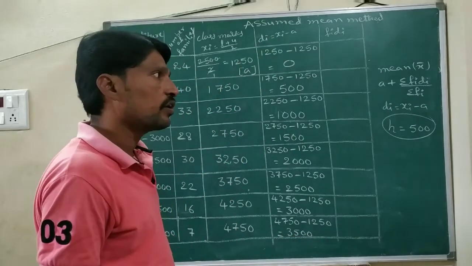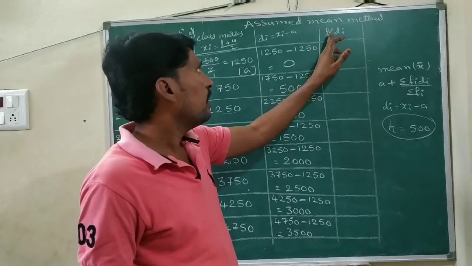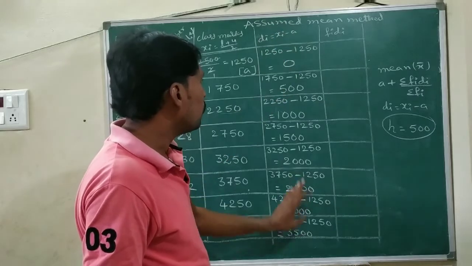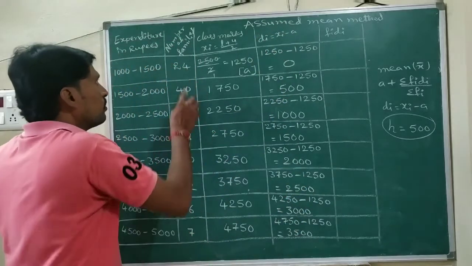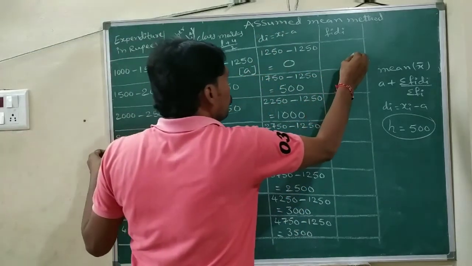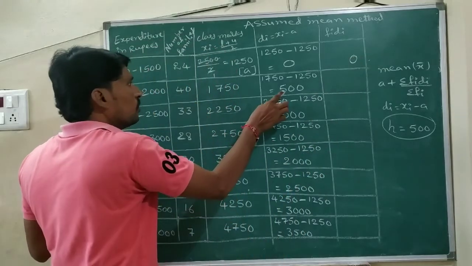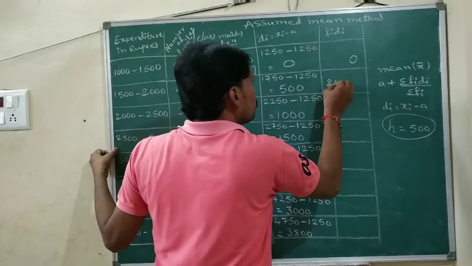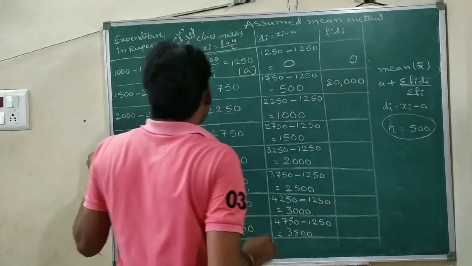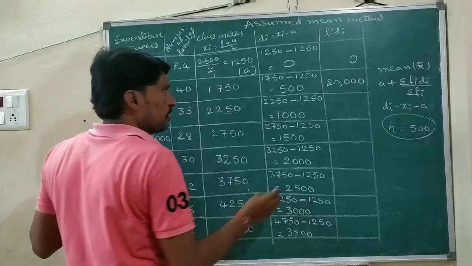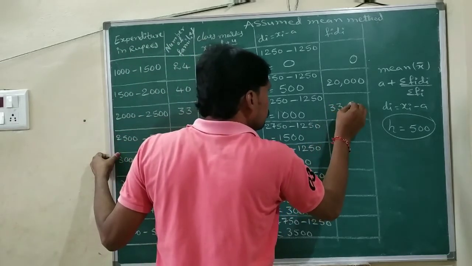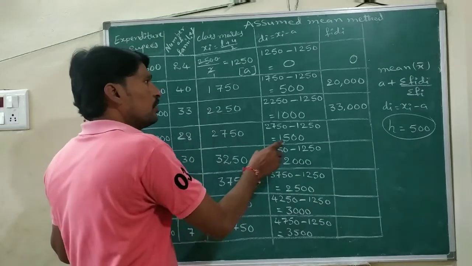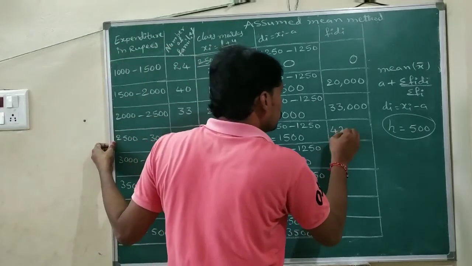Now we got the Di values. Now we need to take Fi and Di. Fi means frequencies and Di means deviations. Now we have to take 24 into 0. 40 into 500 is 20,000. 33 into 1000 is 33,000. Now the frequency is 28 and Di is 1500. 28 into 1500 is 42,000.